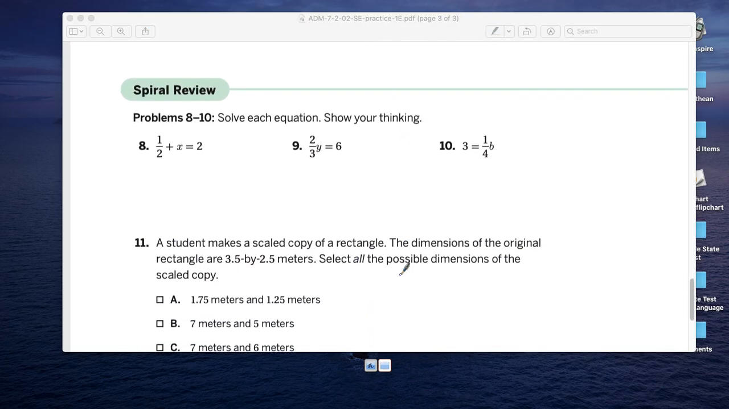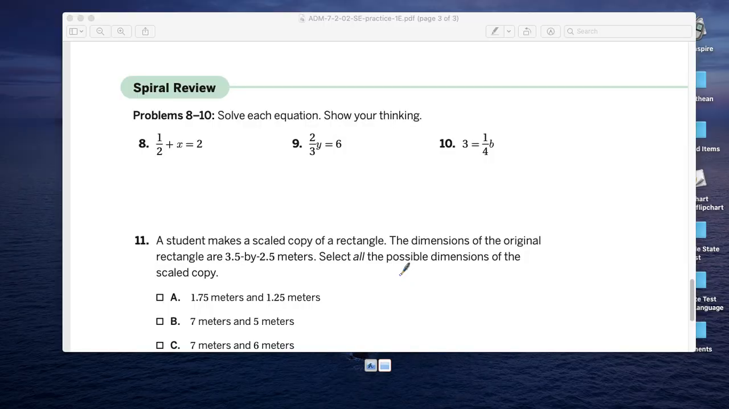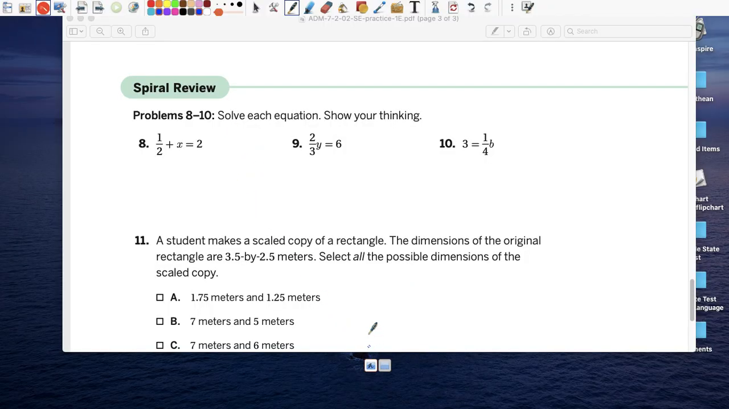Spiral review, yay. Solve each equation. Okay, so let's solve this like you did it in the 5th grade, 4th grade. Half plus x equals 2. We want that equation to look like this. How do I isolate x, right? What half times something equals 2?